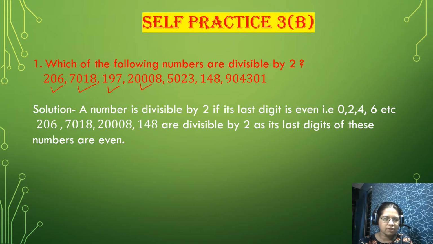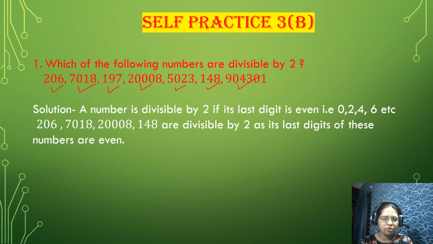20,008. Here the last digit is 8. It is even, so 20,008 will be divisible by 2. 5023. Here the last digit is 3, which is not even. So this number 5023 is not divisible by 2. 148. Last digit is 8, which is even. So this number 148 is divisible by 2.